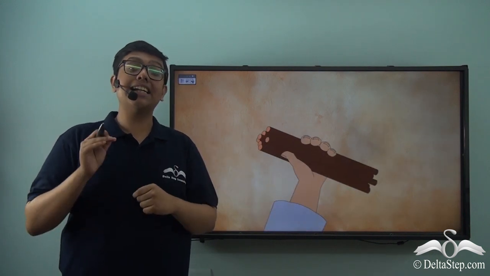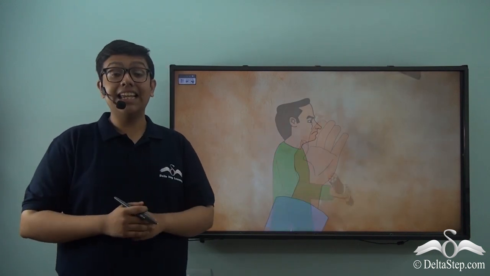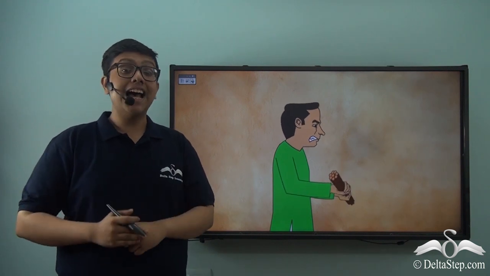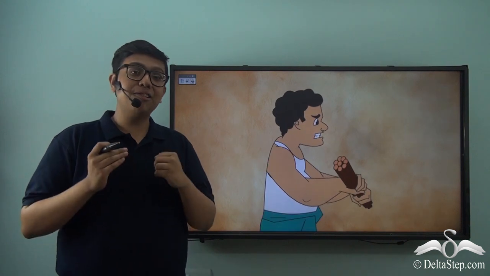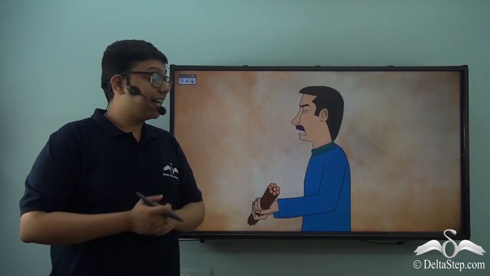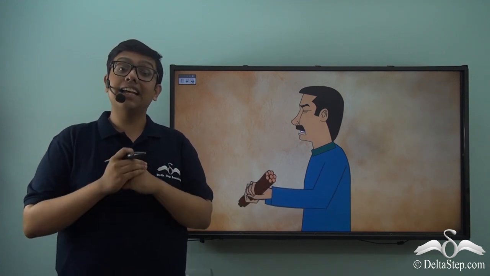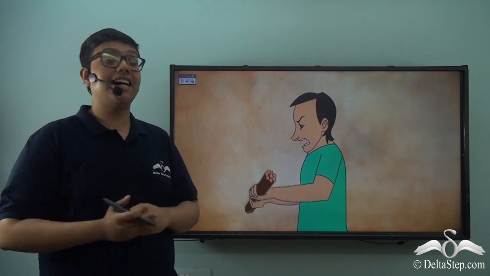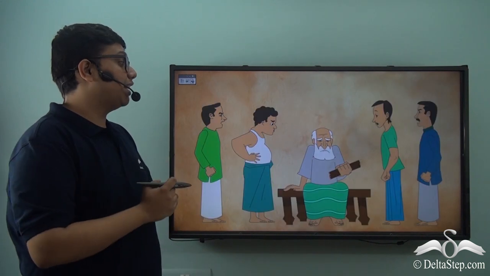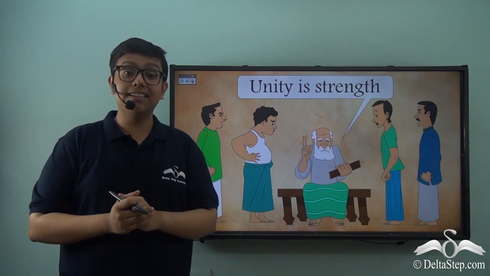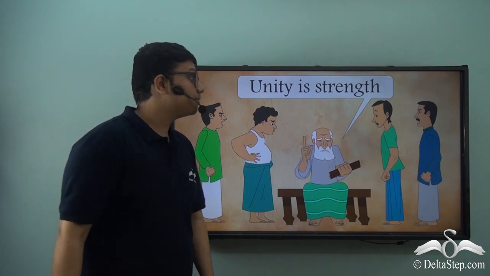But then the old man had another trick up his sleeve. He then asked his sons to break the entire bundle of sticks into half. And no matter how hard they tried, they could not do this because the bundle of sticks was a strong collective unit. And that is when the father gave his sons a very important lesson. What was this lesson? Let's see that now. The lesson which the father gave is that unity is strength. Only when one is united do they have the strength.